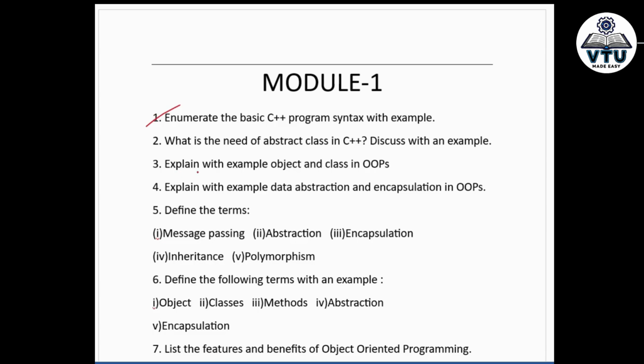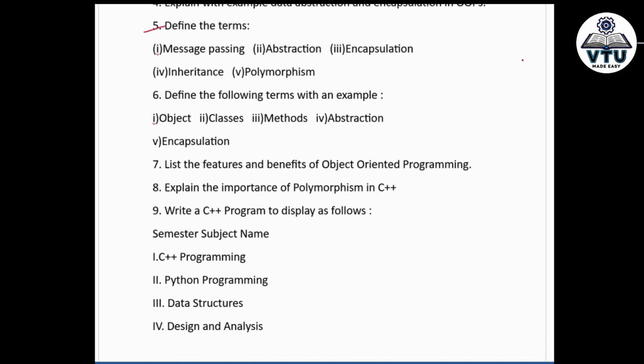Next question, explain with example object and class in OOPS. Explain with example data abstraction and encapsulation in OOPS. Define the terms message passing, abstraction, encapsulation, inheritance and polymorphism. This is a very important question. You need to study this. Do not skip this one.